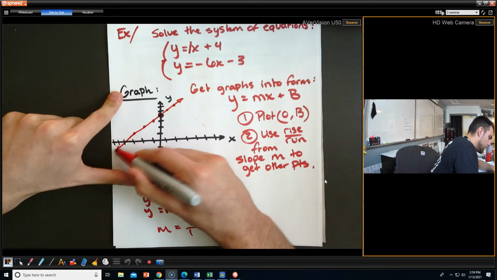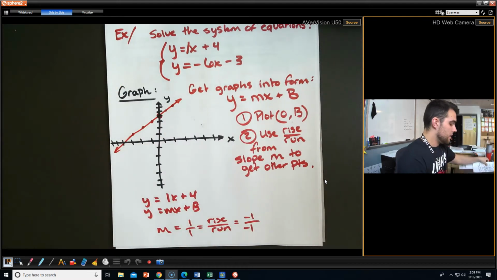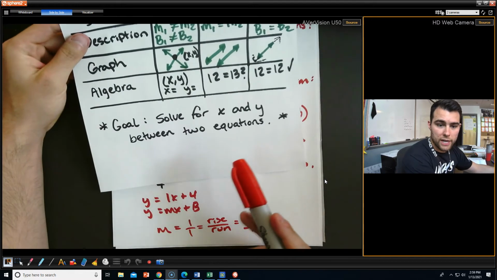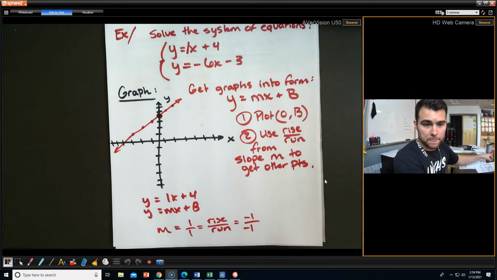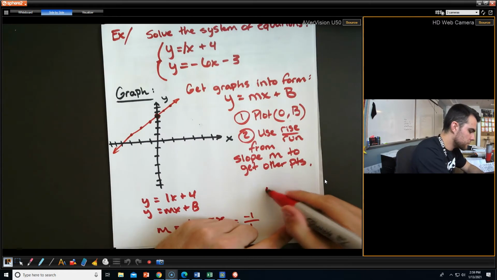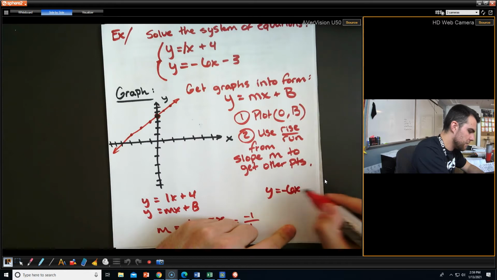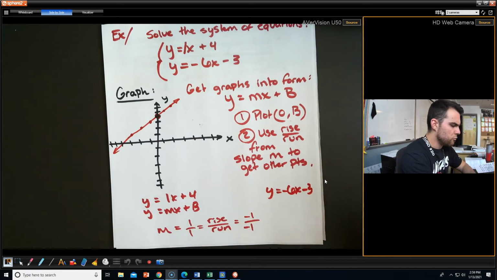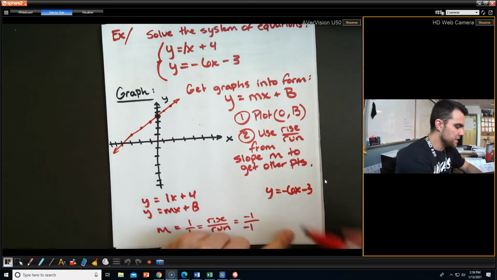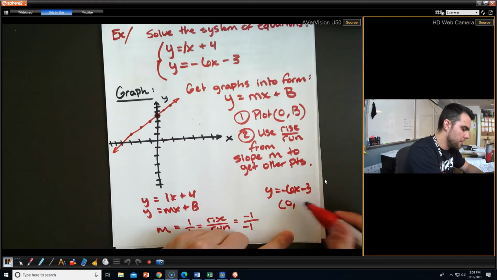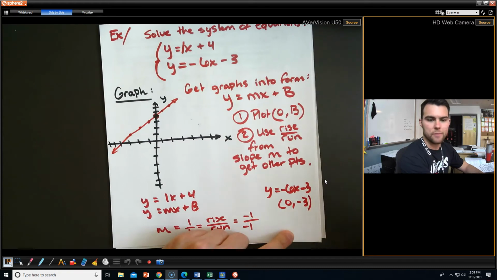But what's my goal? My goal is to solve for x and y between 2 equations, right? So I want to see where both these lines are going to end up crossing. So I got to graph the other one as well. We have y equals negative 6x minus 3 for that one. Again, what's my first point? It's 0, comma b. My b is negative 3. Therefore, my first point is at 0, comma negative 3.